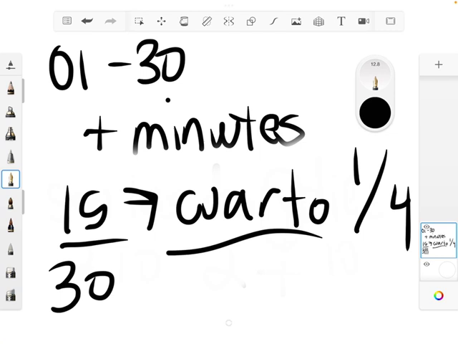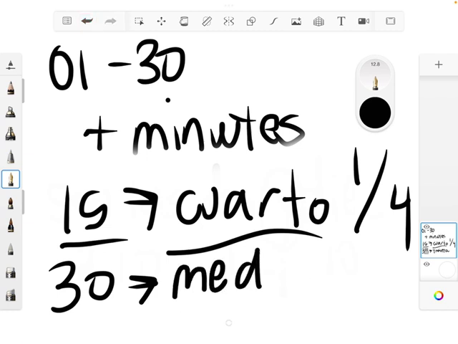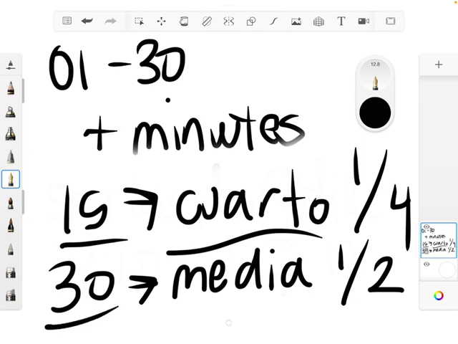Now for 30, we can use 30, so the number, but then we can also use media. And media means 1/2. So again, that makes sense. We're using half an hour, expressing the half hour. We say a las 3:30.